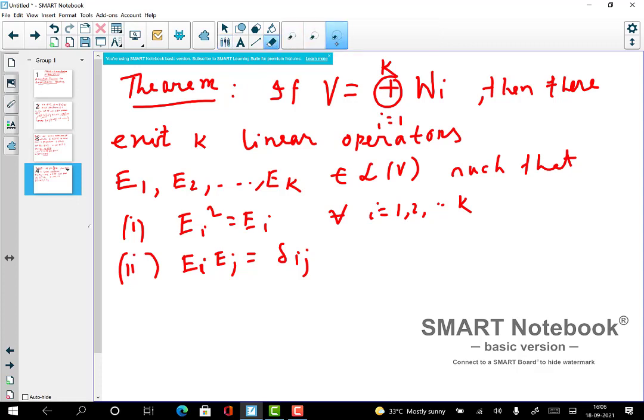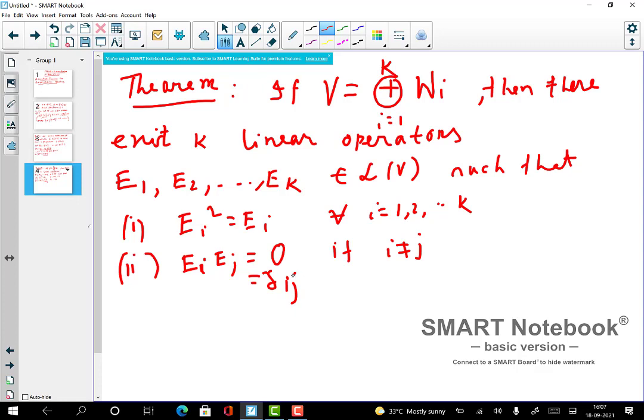Sorry. So it should be either EJ or that. So how do I write down? When I write down the 0, if I not equal to j. If I equal to j, then it is EI square, but EI square equal to EI. So when I and j are same, then it is EI itself, right? So I can write this as delta ij of EI.